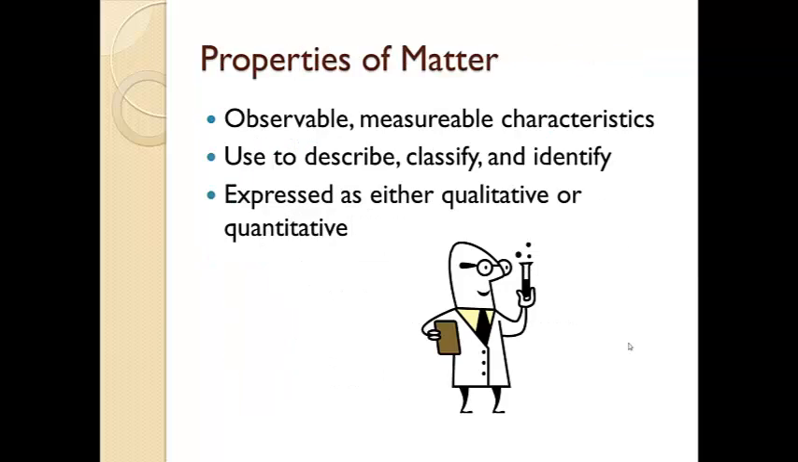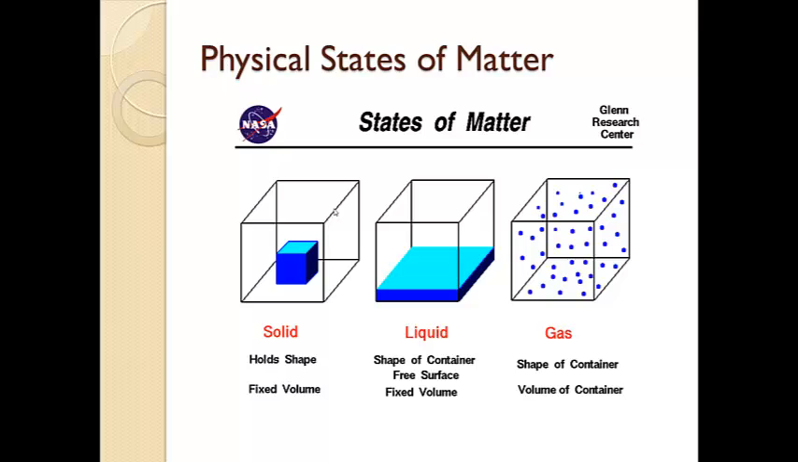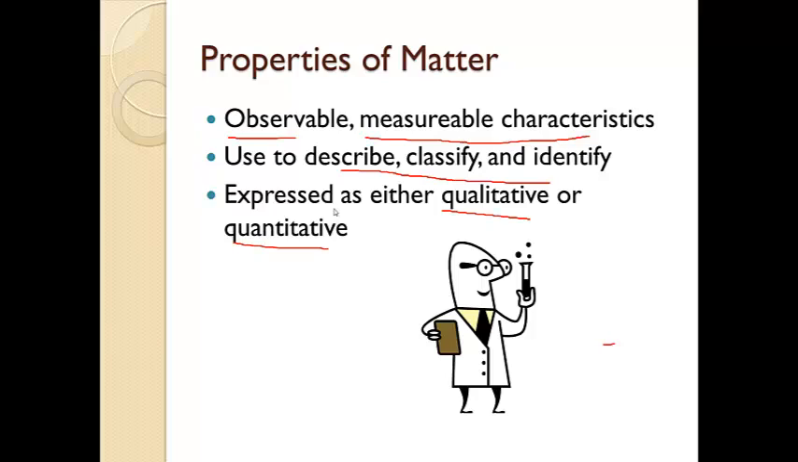Since we're on the topic of experimentation, let's talk about the properties of matter. Properties of matter are observable, measurable characteristics. We use them to describe, clarify, and identify what's going on. And they're either expressed qualitatively or quantitatively. Qualitatively, we're referring to a description.